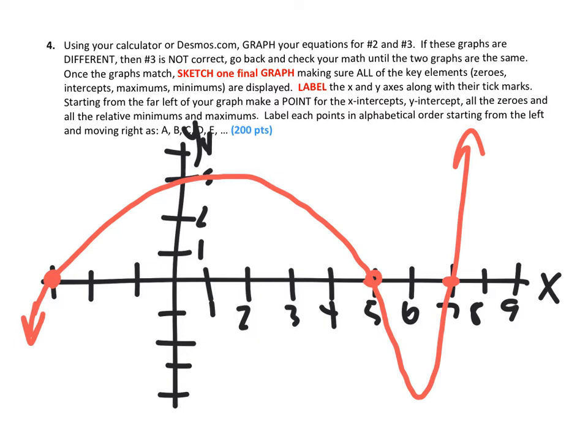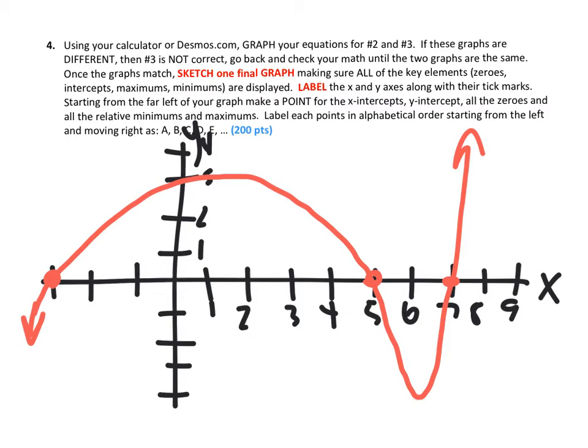Now, what I want you to do here is label the x and y axis along with their tick marks, so that is important. Especially if you're not counting by ones, you really need to distinguish the scale of the drawing. And then it says here, starting from left to right, make a point at the x-intercept, the y-intercept, all the zeros, the relative mins, and the relative maxes.